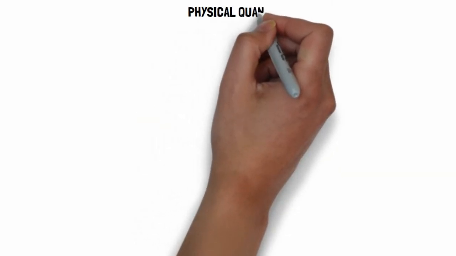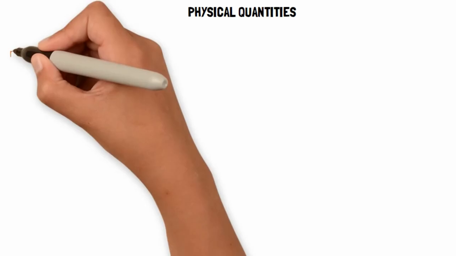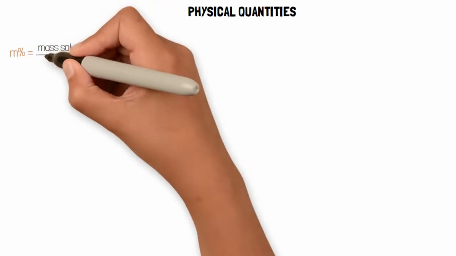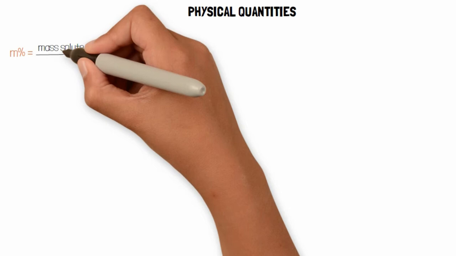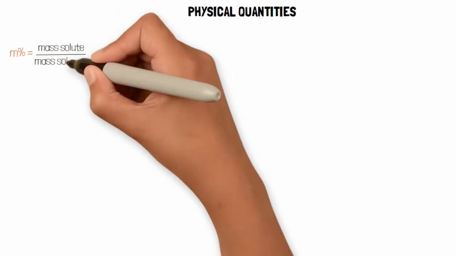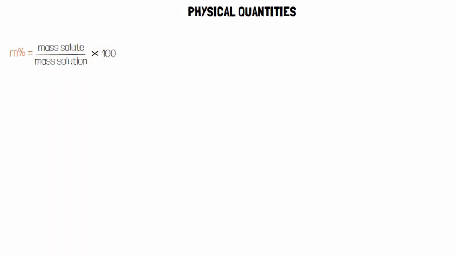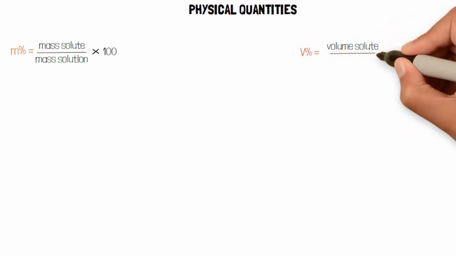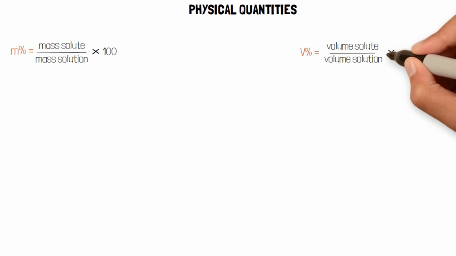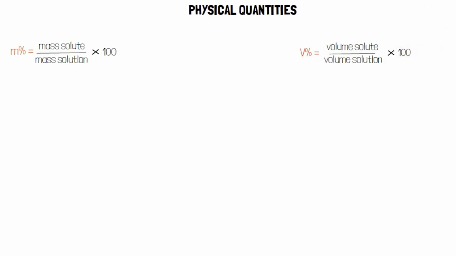So let's start with concentration, which are expressed with physical quantities. We have two types of them. One is the mass percent. Mass percent is described as mass of solute divided by mass of solution times 100. And volume percent is similar, it is volume of solute divided by volume of solution times 100.